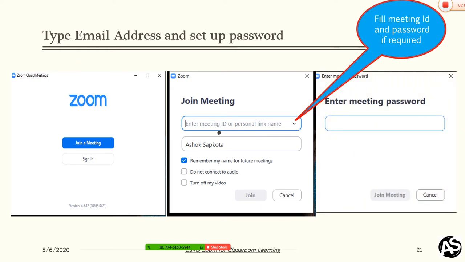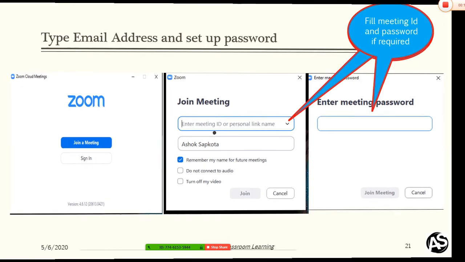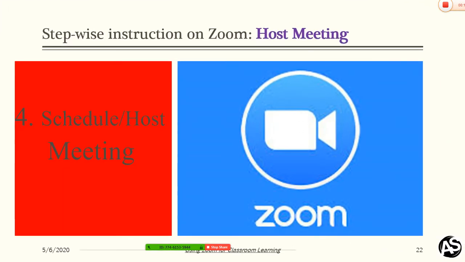After that, sometimes it might say, enter meeting password. Type the given password. Then now you have joined the meeting and the screen will open for you. But sometimes you need to wait for a few minutes because the host or the organizer has to let you enter. Now let's go to the fourth option, how to schedule or host a meeting.